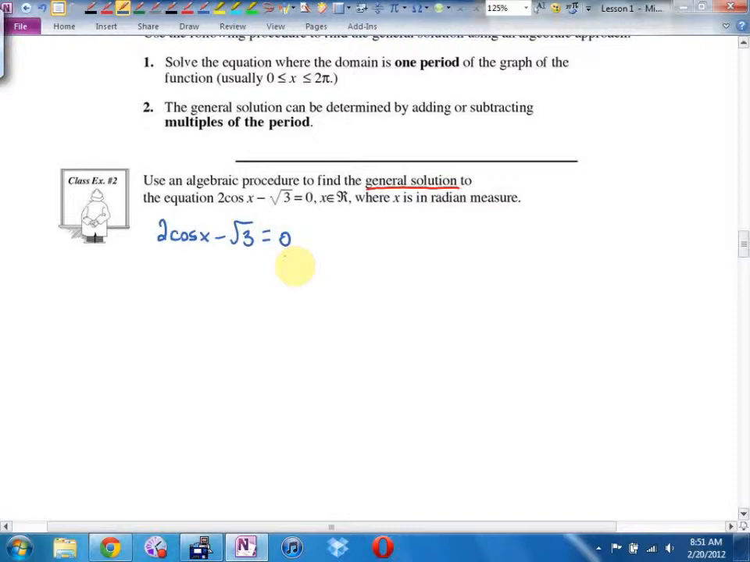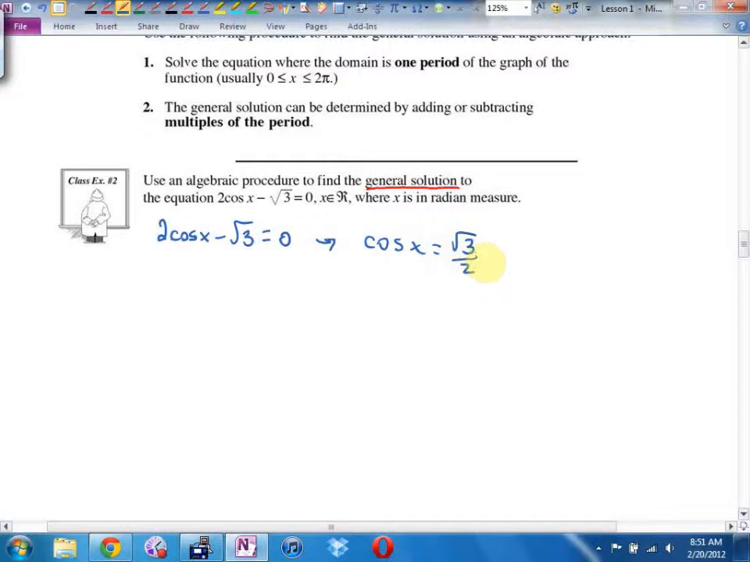Carly, can I solve this as is right now? Say no. What do I need to do first before I do anything else? Get something by itself. Okay, how would I get the cos x by itself? Add root 3, and then, okay, so let's go straight to saying this is really cos x equals root 3 over 2.